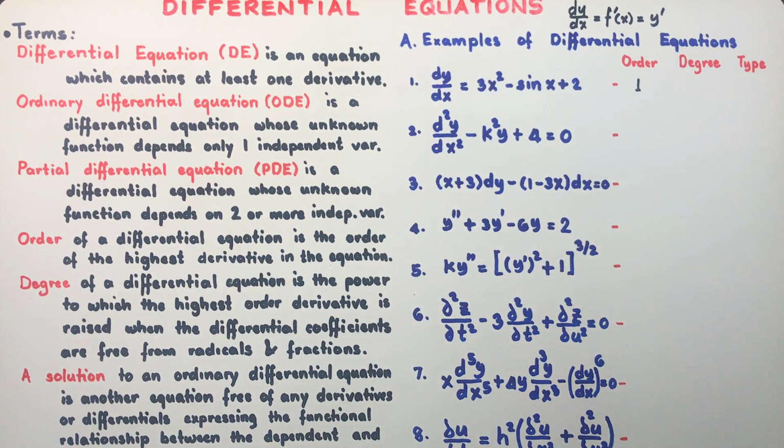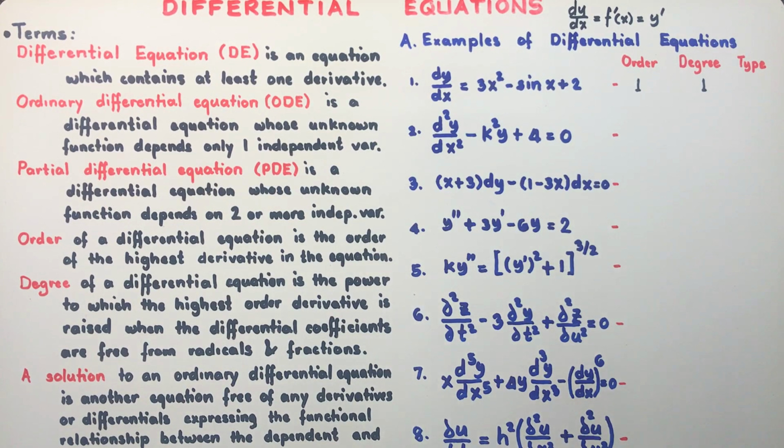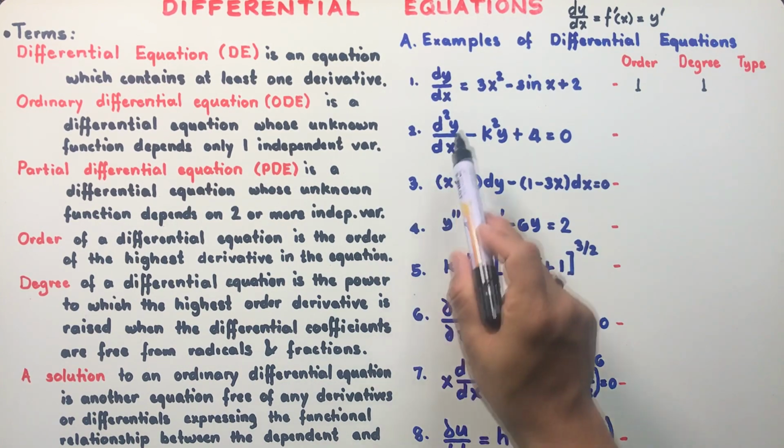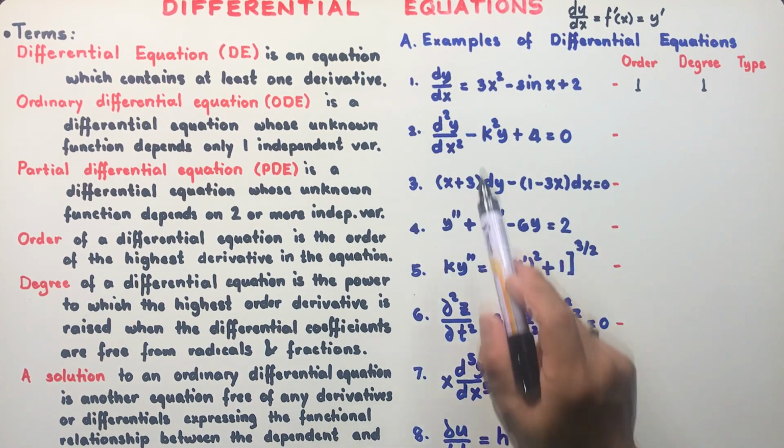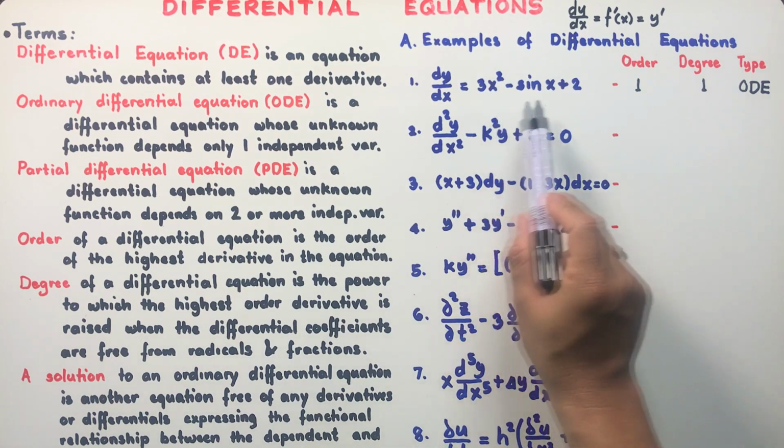And what is the degree of this differential equation? The degree is also 1. Why? Because the exponent where you can find dy dx is only 1. And you can see that there is no exponent here, but it is understood to have an exponent of 1. And what type of differential equation is this? This is called an ordinary differential equation because the variable y depends only on one independent variable x.